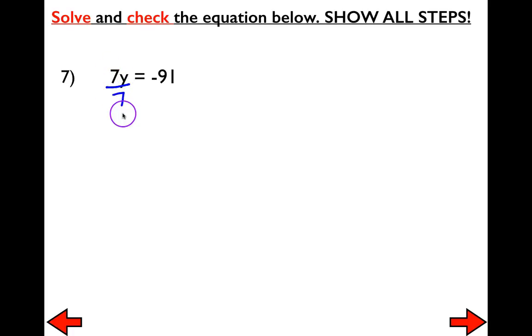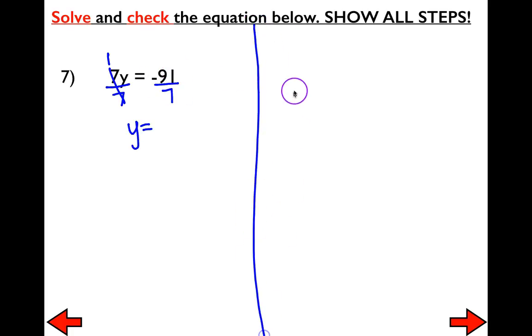Here, I just created multiplicative inverses because basically they're reciprocals and it creates 1. So I'm going to go ahead and mark 1 here. So whatever you do to one side, you do to the other. It's that division property of equality. So I'm left with y equals, well, I don't know what this is off the top of my head, so I'm going to do some side work.